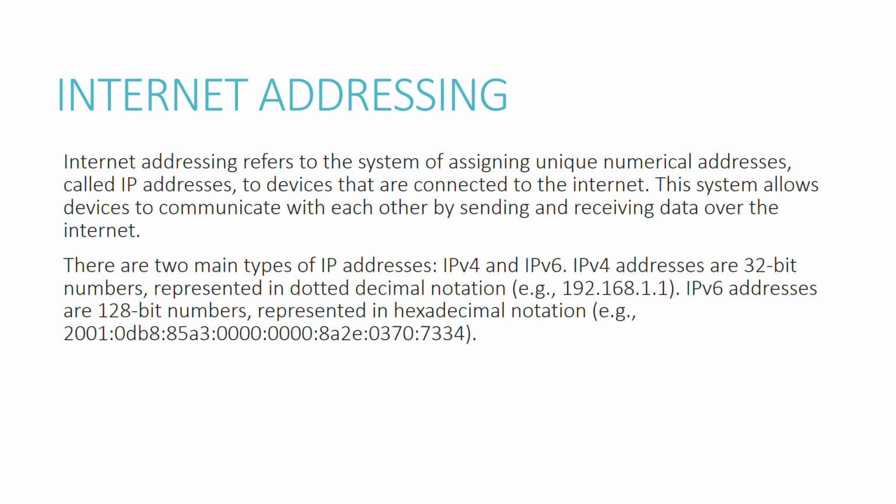IP addresses are of two types: IPv4 and IPv6. IPv4 addresses are 32-bit numbers represented in dotted decimal notation, while IPv6 addresses are 128-bit numbers represented in hexadecimal notation. If you are a person who uses computers a lot, you must have heard these terms, IPv4 and IPv6, but sometimes people don't know about them. I felt this is a very important concept, which is why I wrote it in this lecture.